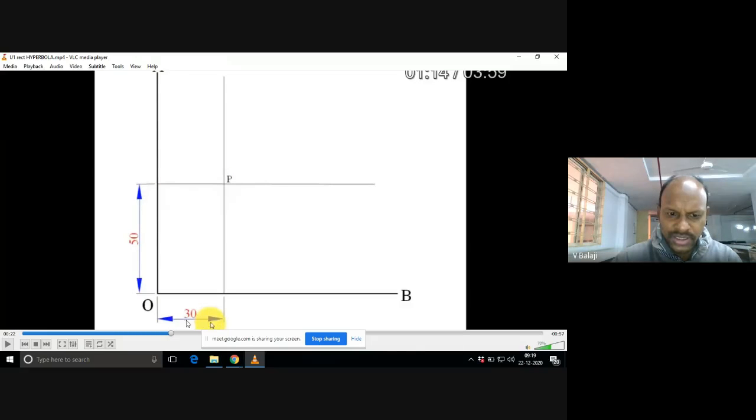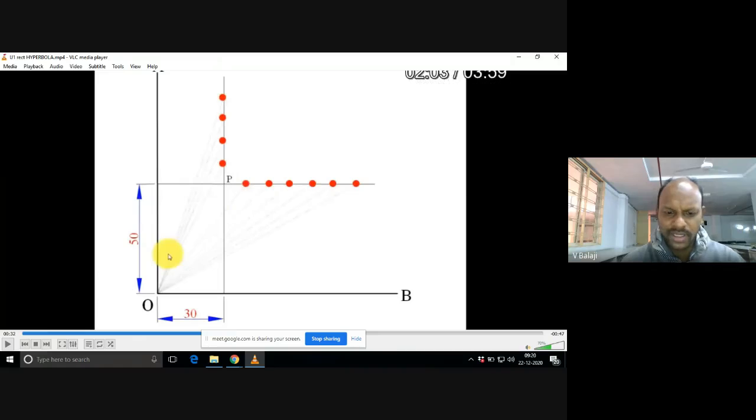So this horizontal distance is 30 to draw this vertical line, and this vertical distance is 50 to draw this horizontal line. These two lines intersect at this point, capital P. This is the given point you can see from the problem. Now the rest of the procedure is simply remembering the steps. You can easily make up the curve.